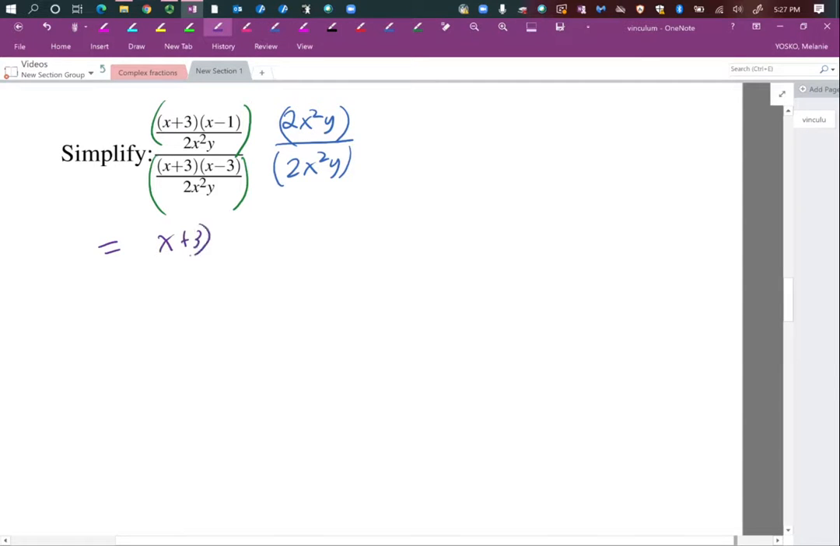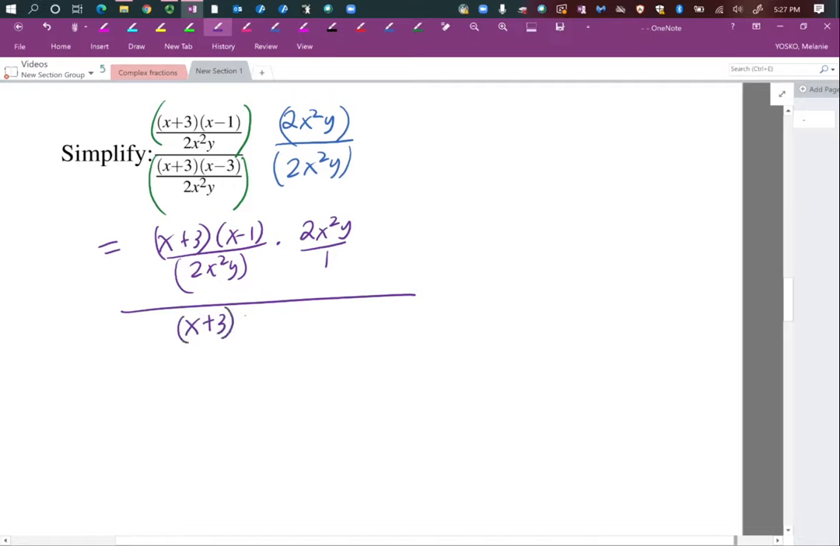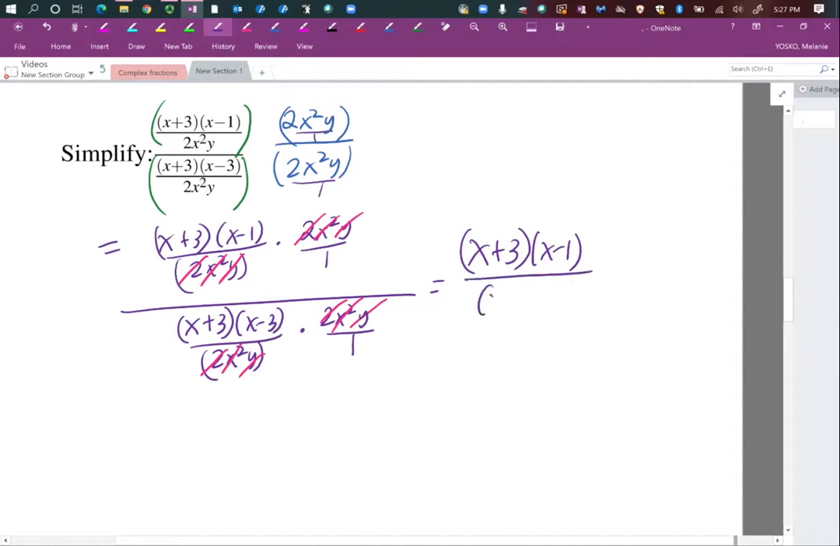So when we do that, we get x plus 3 times x minus 1 over 2x squared y times, it might be helpful to write this as 2x squared y over 1. All of that is over x plus 3 times x minus 3, 2x squared y. Again, maybe easier to write this as 2x squared y over 1, putting each of these over 1. When we do that, we see that some things cancel. 2's cancel, x squareds cancel, y's cancel. We are left with x plus 3 times x minus 1 over x plus 3 times x minus 3. Then we notice we have a factor of x plus 3 in the numerator and in the denominator. We end up with this.